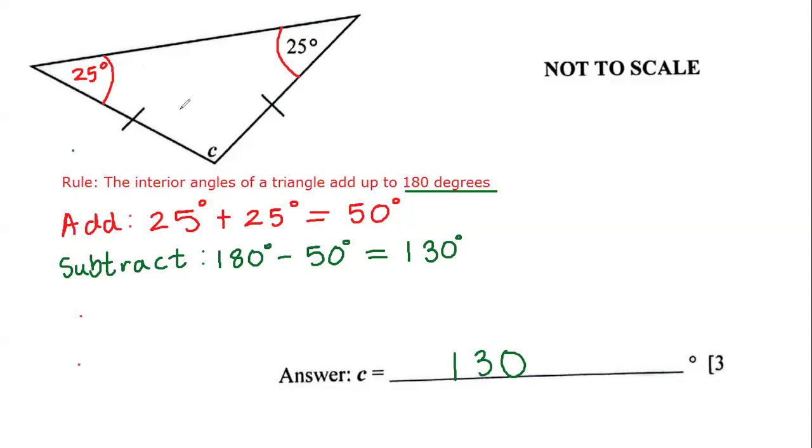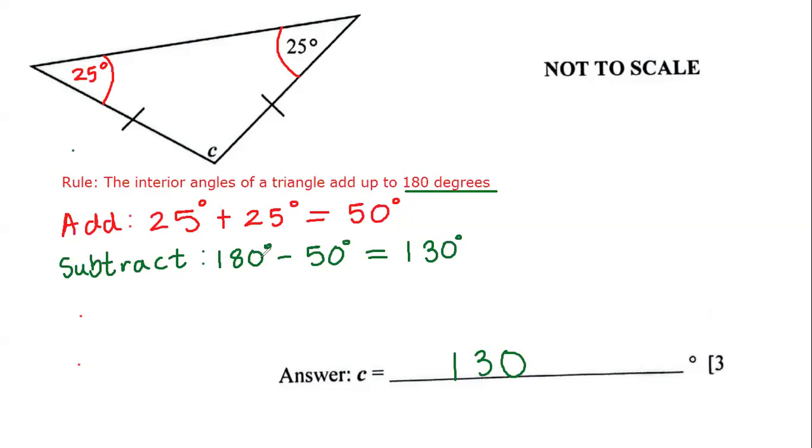And what sort of triangle are we dealing with? Isosceles. Since we are dealing with an isosceles triangle, that means we have to understand that both sides and both angles are going to be equal. 25 and 25 gives us what? 50. And once we do that, why do we subtract from 180? Why do we do that?